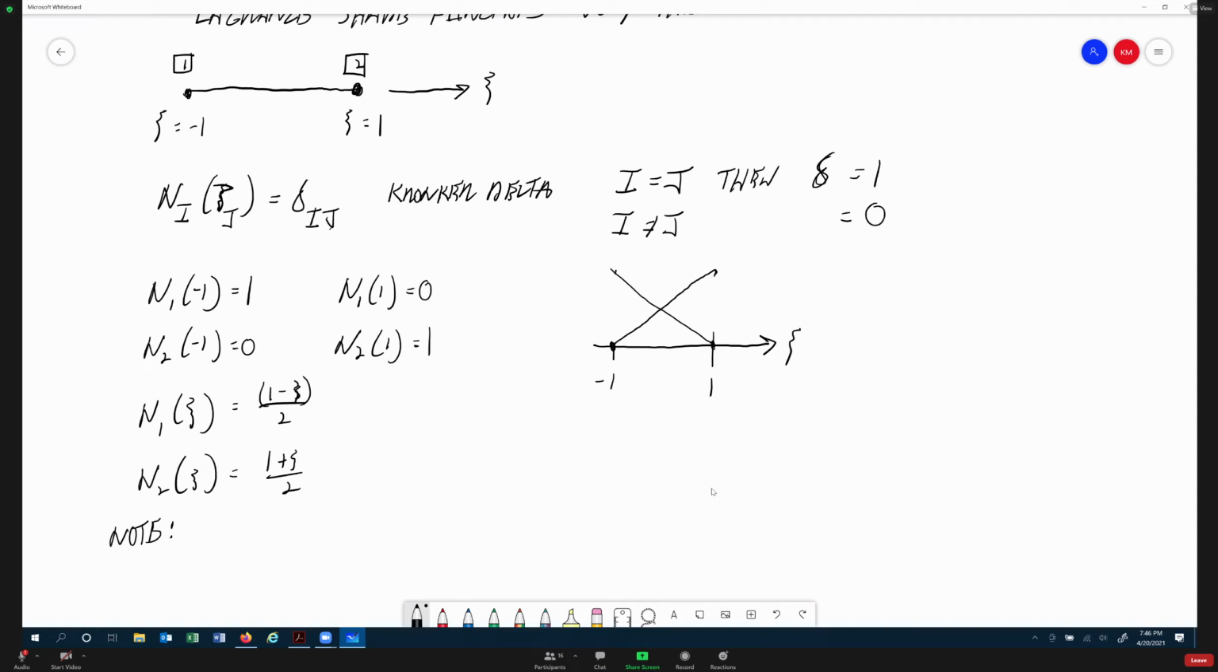So note that N1 of C plus N2 of C equals 1. And this implies that the sum from I equals 1 to nel of N I of C is equal to 1. And this is called partition of unity.